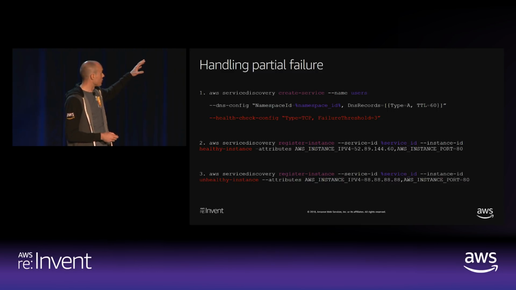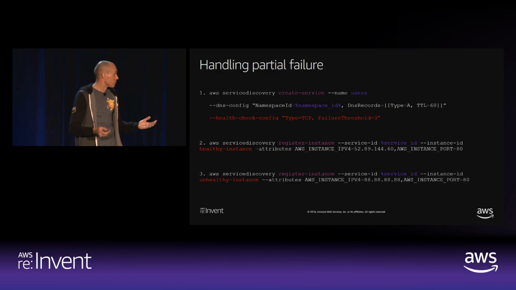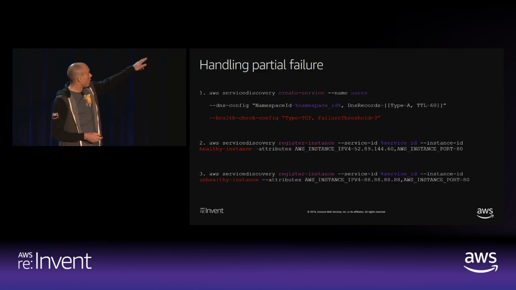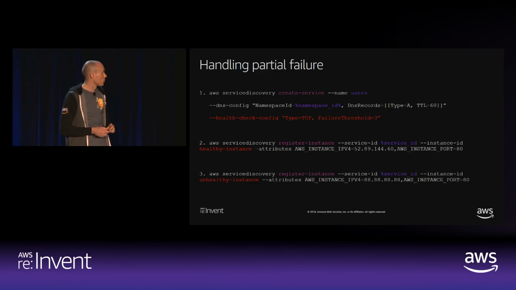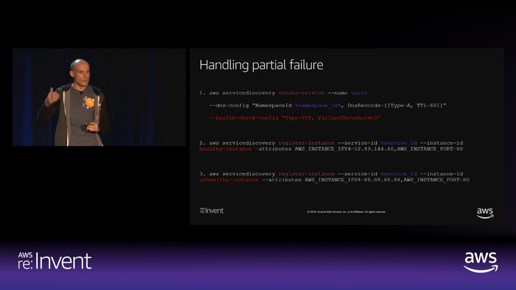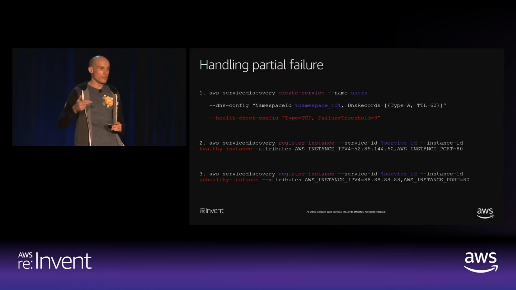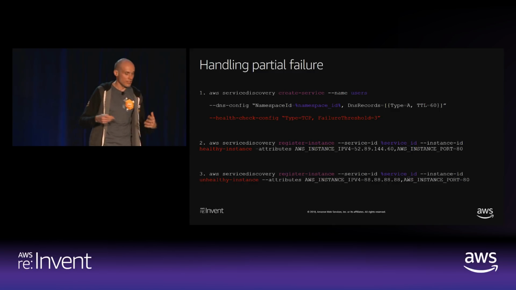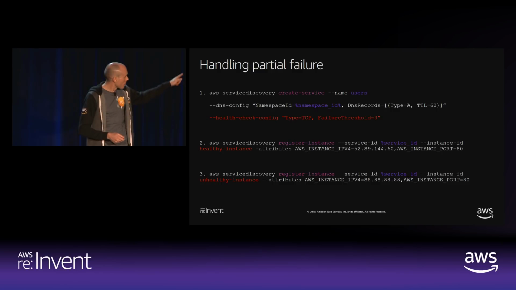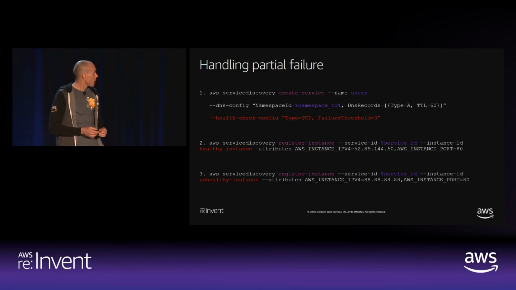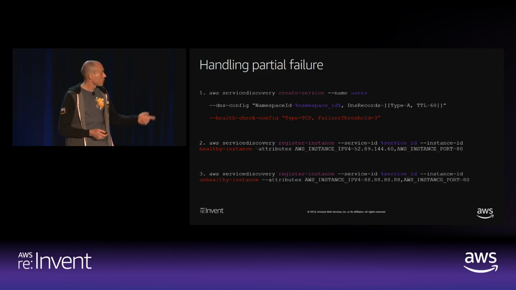So we start with creating a service that has a DNS config, because we're health checking resource endpoints that reside in DNS. In that case, we provide a health check config, which would be, let's say, type TCP and failure threshold 3. That's the default, how many times the health checker finds the resource unhealthy before it flips the status. Then we register instances, providing IPs and ports. Why do we need ports? Because it's a TCP health check. It needs to know which port to hit.